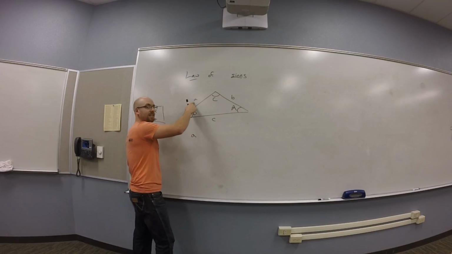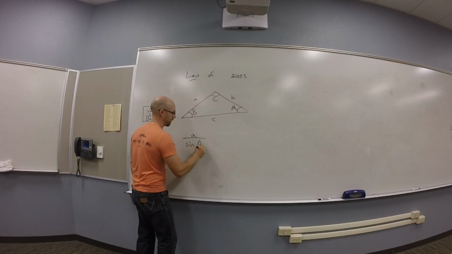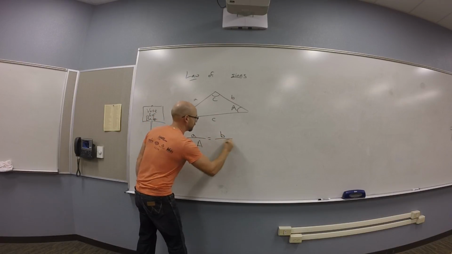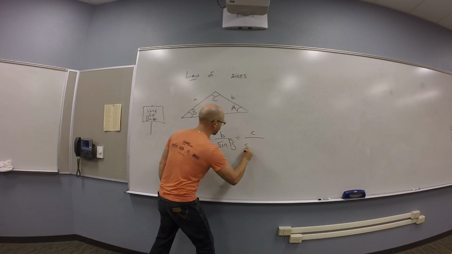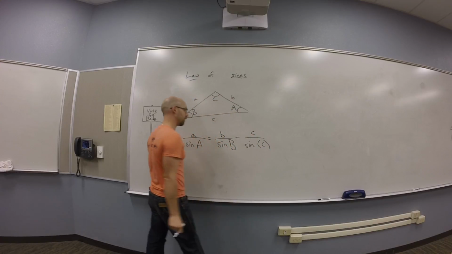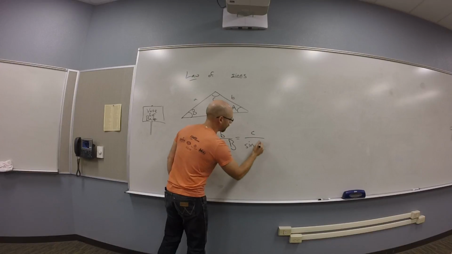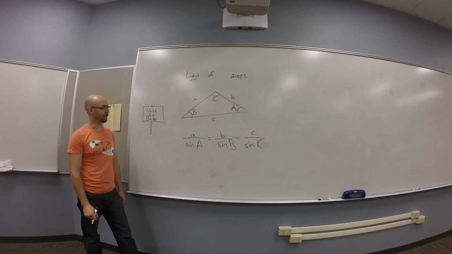So the side length A over the sine of A equals side B over the sine of angle B equals side C over the sine of angle C. I guess I should have just erased the middle. Looks like a parenthesis anyway.